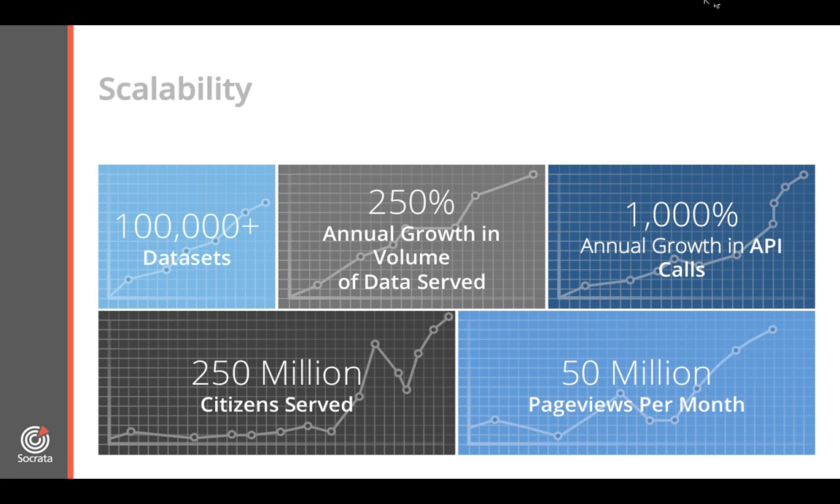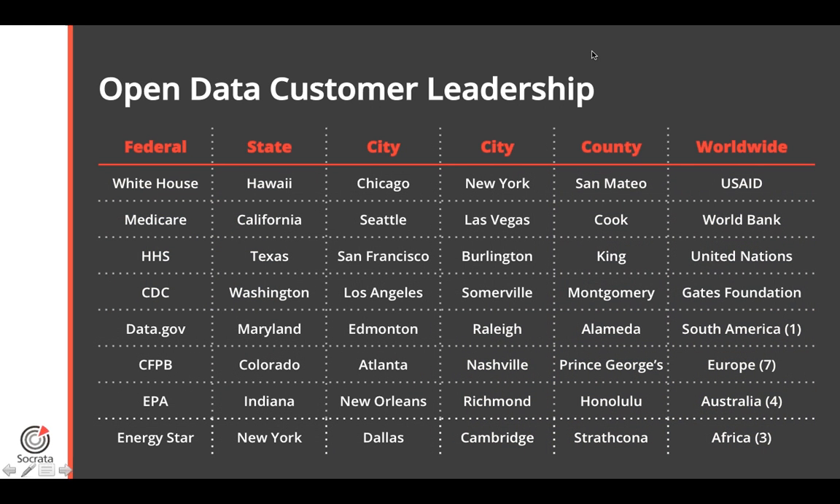Again, a little bit more about these 100,000 data sets that we have on the Socrata platform. We see a 250% annual growth in the volume of data served, as well as 250 million citizens served to date on all of our various Socrata open data portals. We see a 1,000% growth in annual API calls and over 50 million page views per month, again, on all of our various portals.